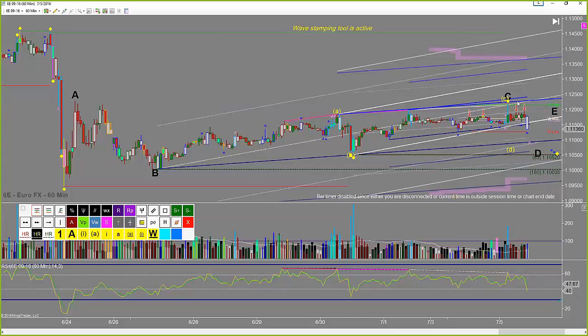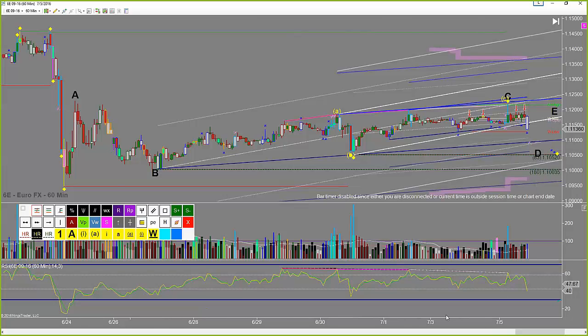All right, so I'm thinking of coming down in 5 down, 3 up, 5 more down. Either that, or it's simply just an ABC correction where the C didn't take out the high. So just a kind of a flat that didn't break above the A wave. And then the next move is way down to 1.08.